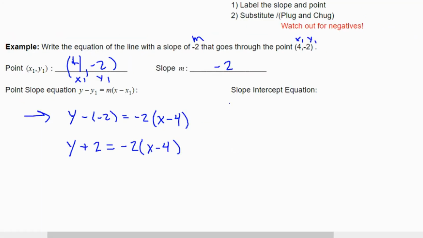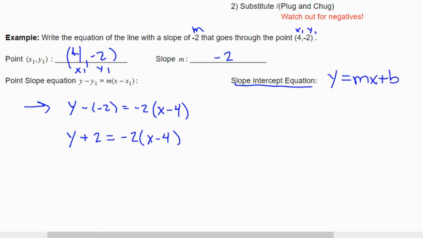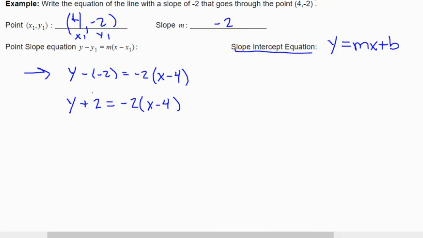Now let's take things a step further. Say I want to write my slope-intercept form, the one that we're most used to, y equals mx plus b. But this is all I have. We're going to take our point slope form and we're going to turn it into slope-intercept form. Now this is how we're going to do it. Well, the first thing I need to do is to get rid of the parentheses. We're going to do that by distributing the slope.